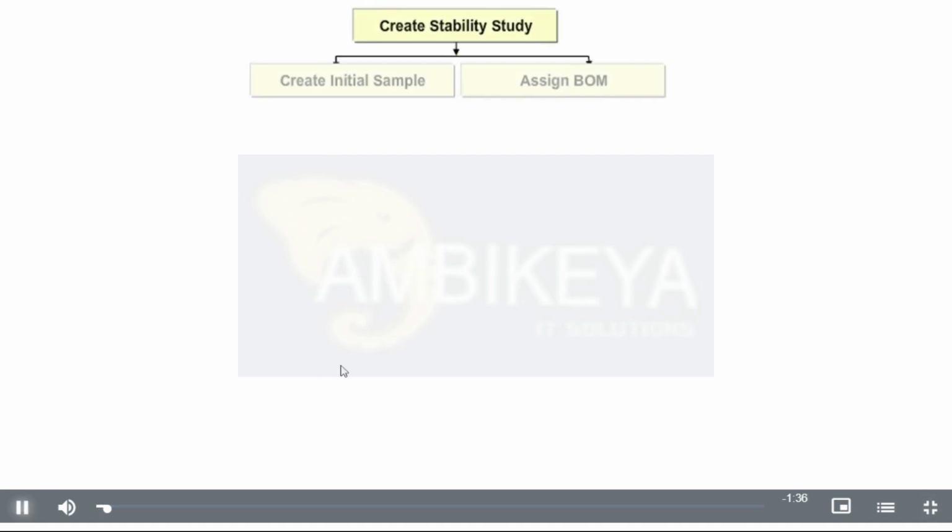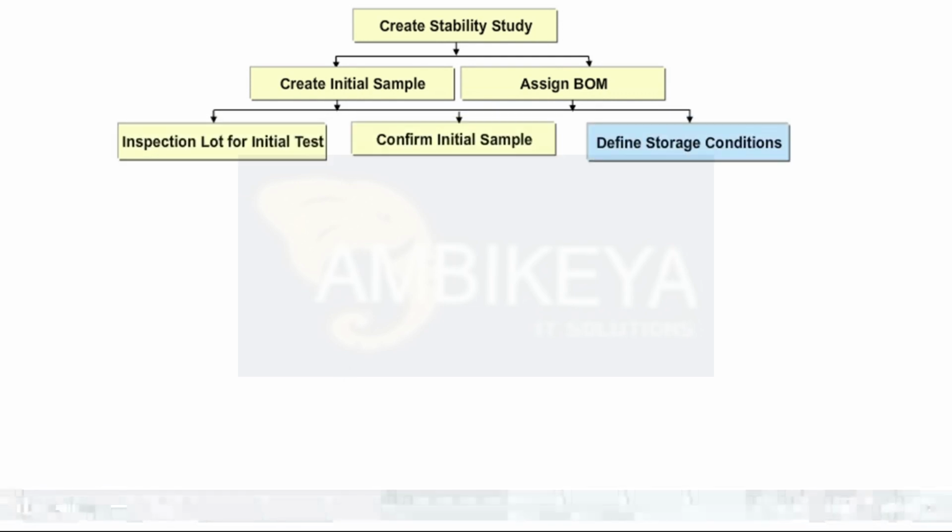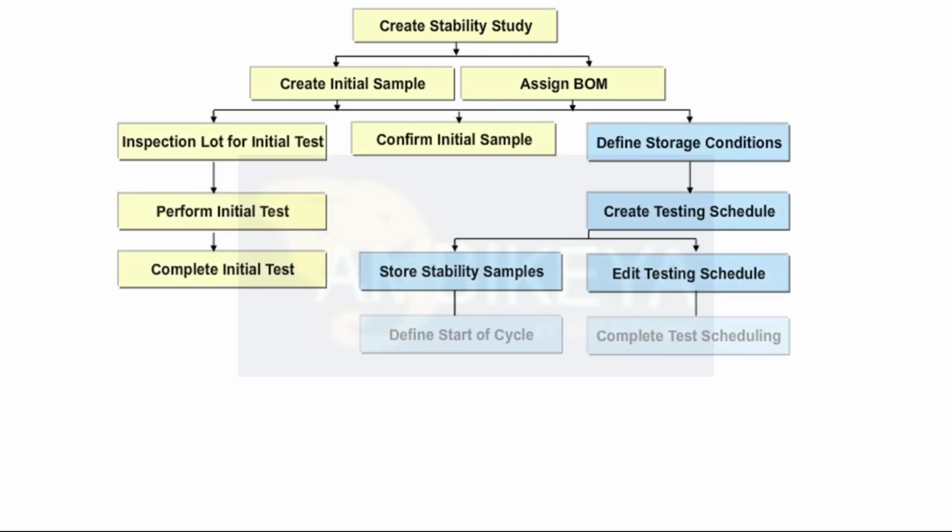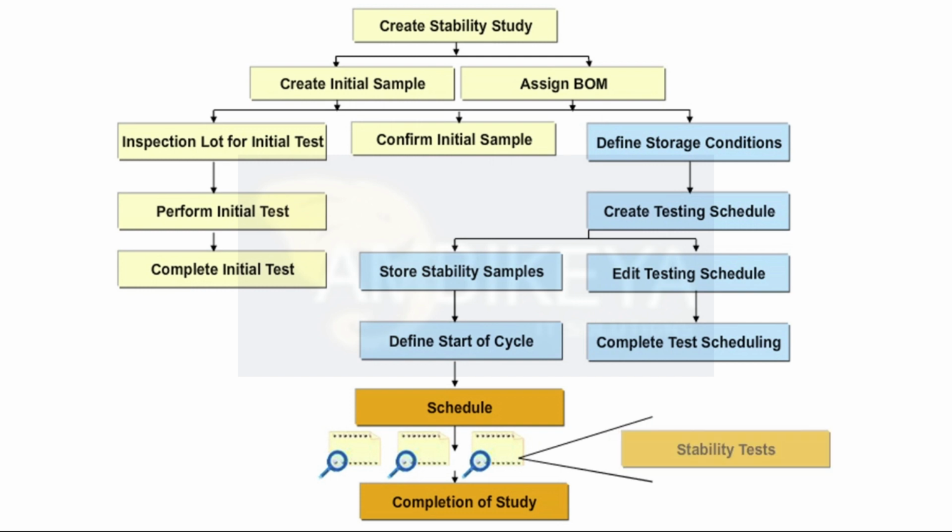You create a stability study by creating a quality notification in the system. In preparation for the receipt of samples, you create a sample record for the initial sample in the system. When you receive the sample in the laboratory, you confirm the initial sample. The confirmation must be executed before you can test the initial sample. If you are executing a stability study with reference to a material, you can assign a stability BOM to the stability study. This is an optional step.